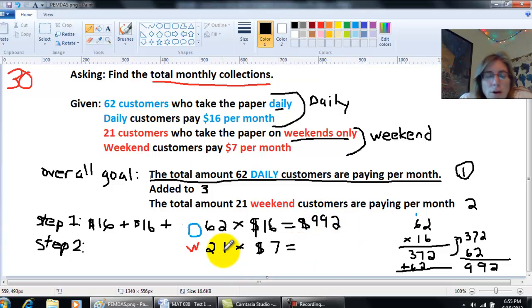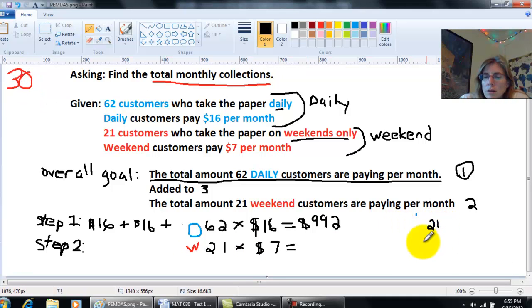Okay, now the 21 customers that are weekend customers are paying $7 each, so we have to do that math. 1 times 7. We don't need as much room. 1 times 7 is 7. 2 times 7 is 14. So the total amount that he collected from the weekend customers is $147.